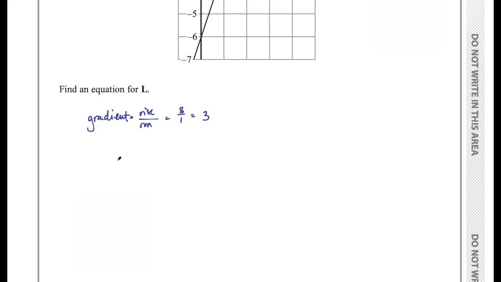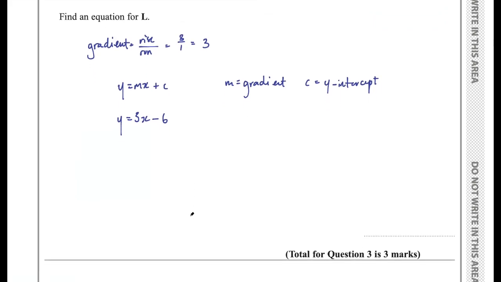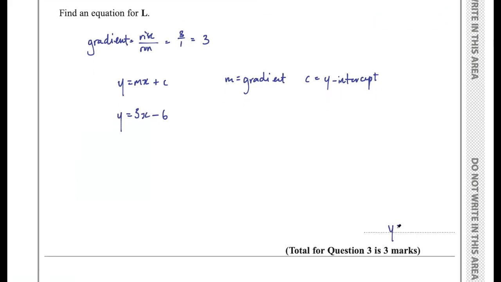So remember that y equals mx plus c, m being the gradient, and c being the y-intercept, where the graph cuts the y-axis. And then we can say, well, the gradient is 3, so we'll have y equal to 3x take 6. -6 was the y-intercept, and that's our equation of our line. So final answer, y equals 3x take 6. And that was question 3 for 3 marks.